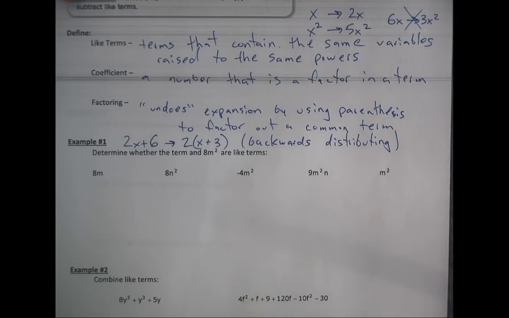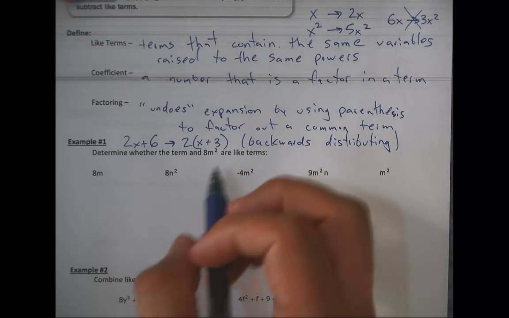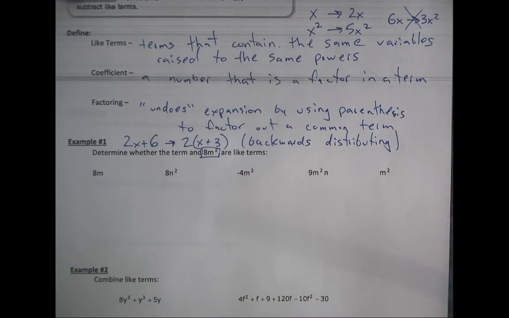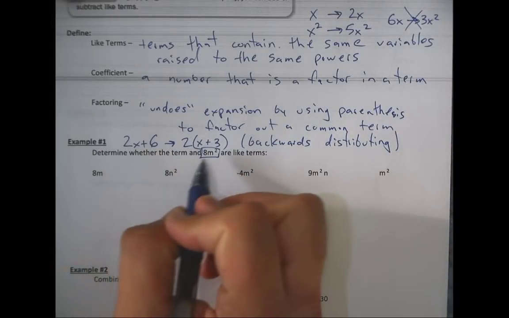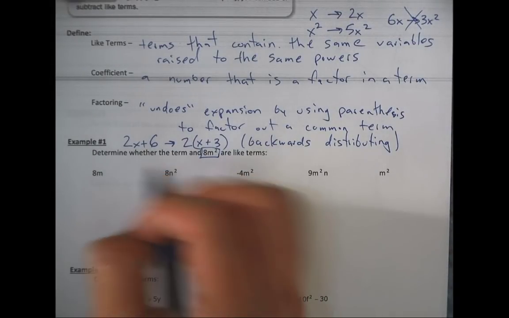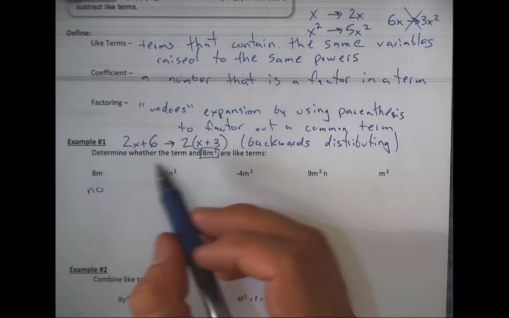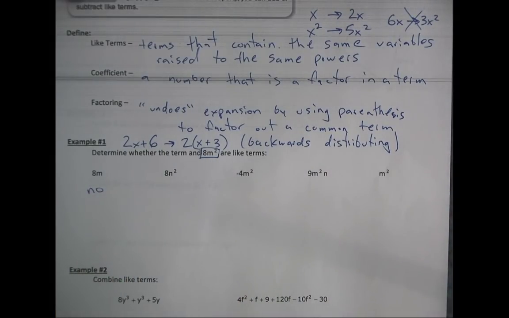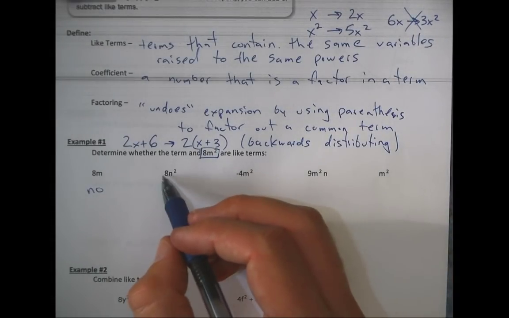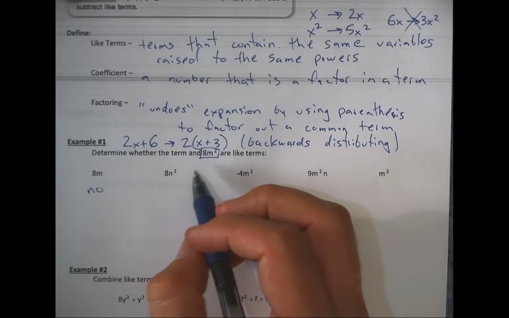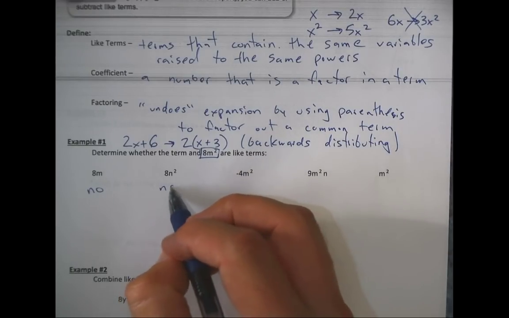So real quick, example number 1. Determine whether the term 8m squared is like terms with any of these. So first, this one, they both have the same variable, but that variable does not have the same exponent. So this is no. I could not combine these two together. There's a big difference between 8m squared and 8m. Now this is 8n squared. Looks close, kind of looks like 8m squared, but it does have a different variable. So again, this is no.